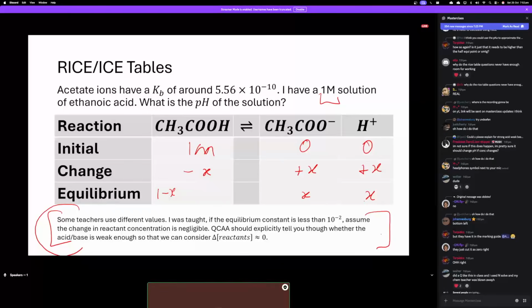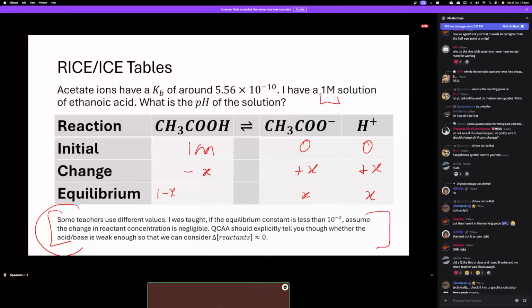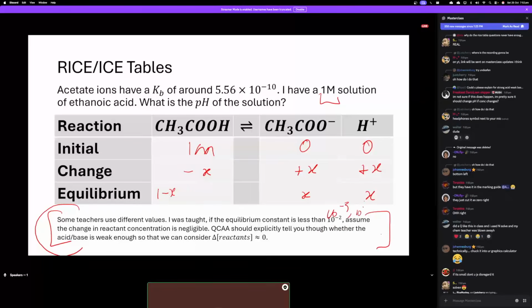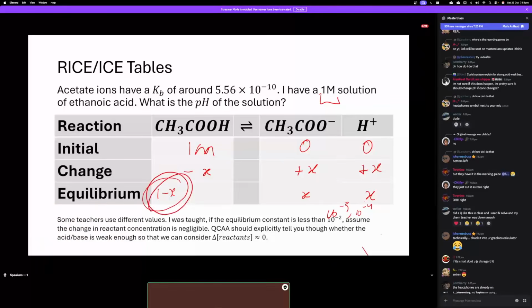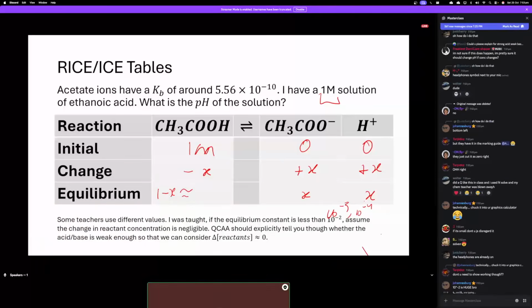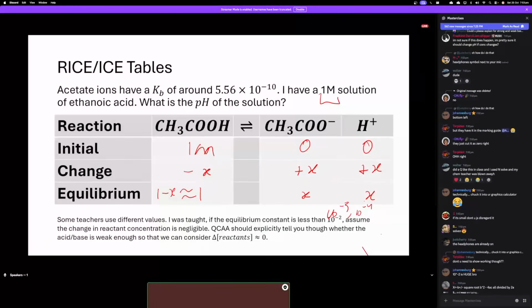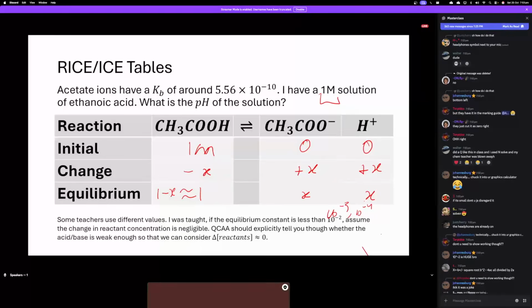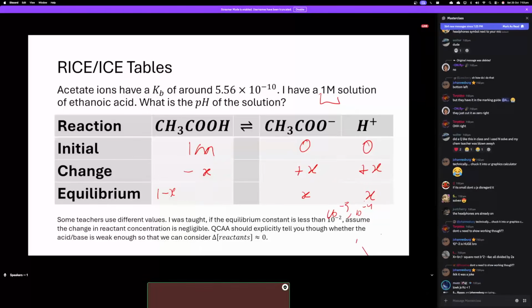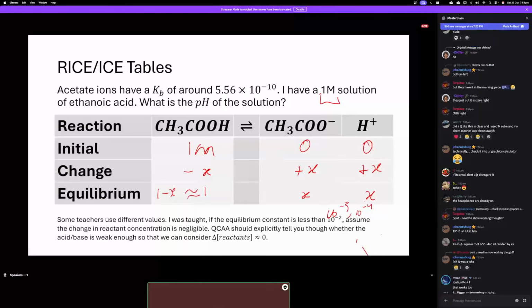In the case that the equilibrium constant is small enough, I learned if it's smaller than 10 to the negative 2, I've heard 10 to the negative 3, 10 to the negative 4, teachers teach you different things. If it's small enough, we can say that the reactant concentration doesn't change. It is approximately 1. So it approximately doesn't change.